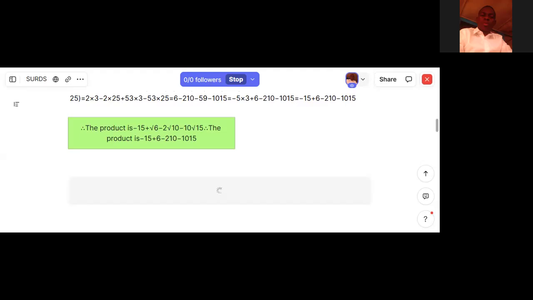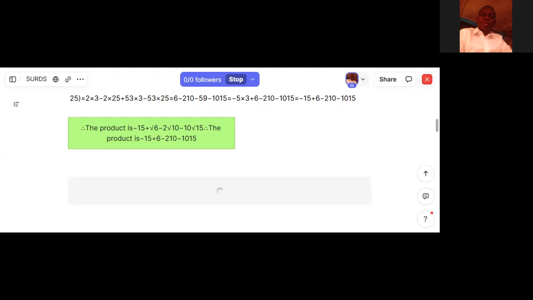We also see other operations in surds: rationalization of surds, and the conjugate of surds. If a surd is given by the expression 3 root 5 minus 2 root 6, we say that the conjugate of the surd is simply to change the sign to the opposite sign. So it becomes 3 root 5 plus 2 root 6.